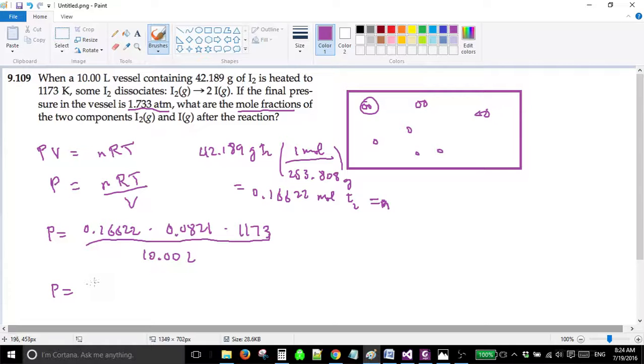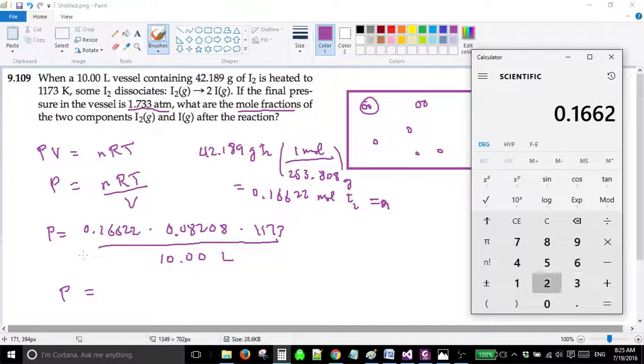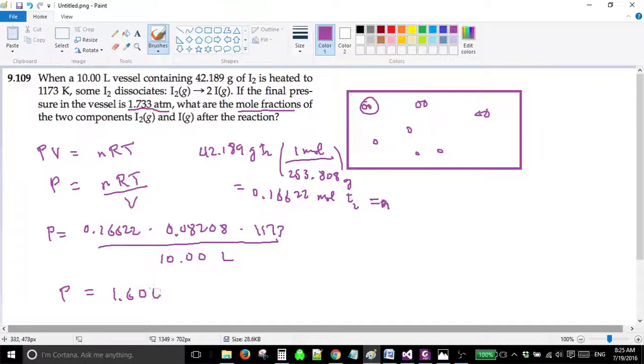Okay, so this new pressure is about 1.601 atmospheres. I can only have 4 significant figures. Why? Because that's 4 significant figures. Oh, wow. I only have 3 significant figures in my gas constant. That's not right. I need to use the gas constant with more significant figures. It is really 0.08208, I think. So let's do that. It's not going to make a big difference, but just to be a little more legal. Okay, let's see how much difference it actually makes. 0.16622 times 0.08208 times 1173 divided by 10. 1.600. Oh, so it does make a difference. Well, not much of a difference. Atmospheres.